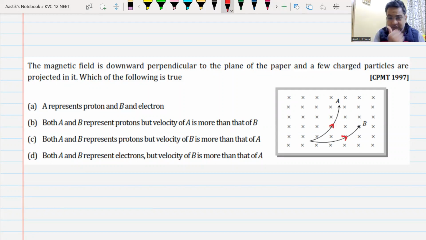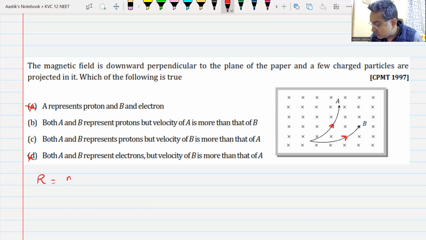Now the initial velocity is in this direction, V cross B, force is upwards. Force on a positive charge would be upwards. Both of the bodies are moving upwards, therefore both of them would be positive charge. So this option is definitely wrong. This option is definitely wrong. You just have to see who has more velocity.